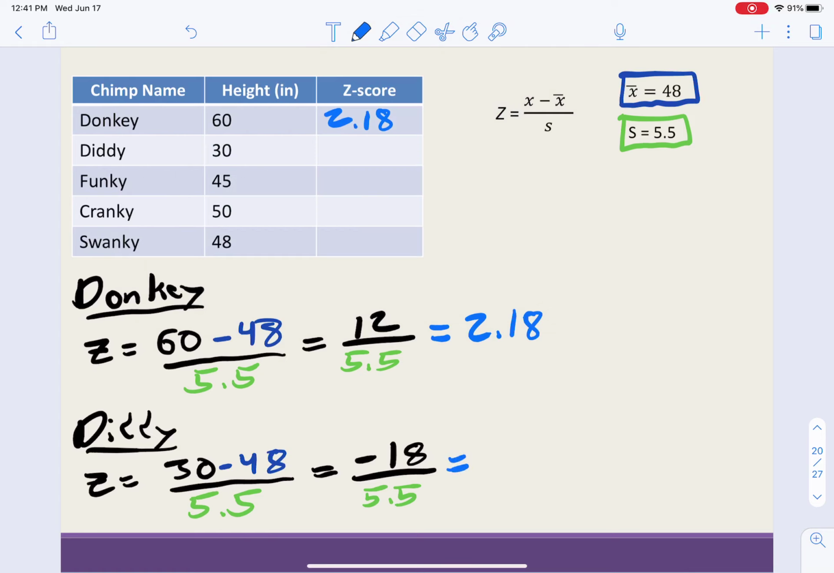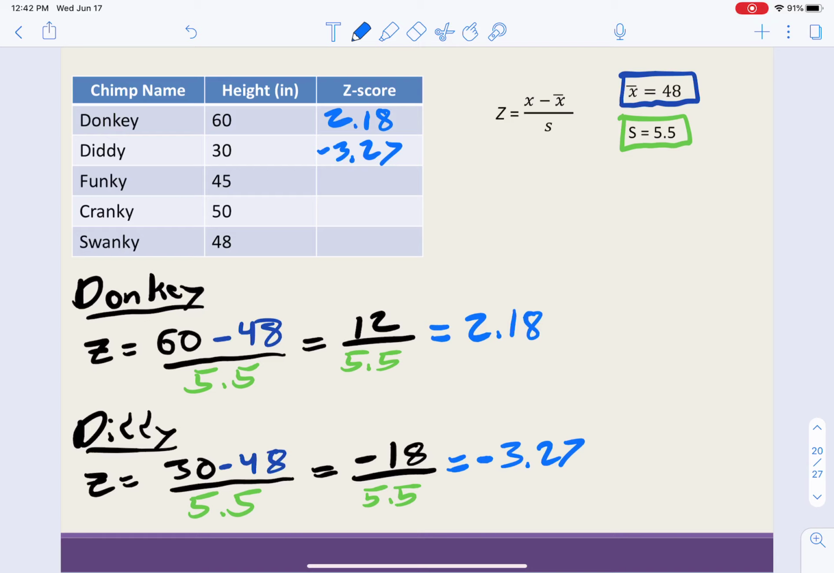All right, and that equals negative 3.27. Okay, so we'll just leave it as that, negative 3.27. Then on my calculator, and I encourage you to do it too, let's just do the rest. I'm not going to write it down because the process is the same.